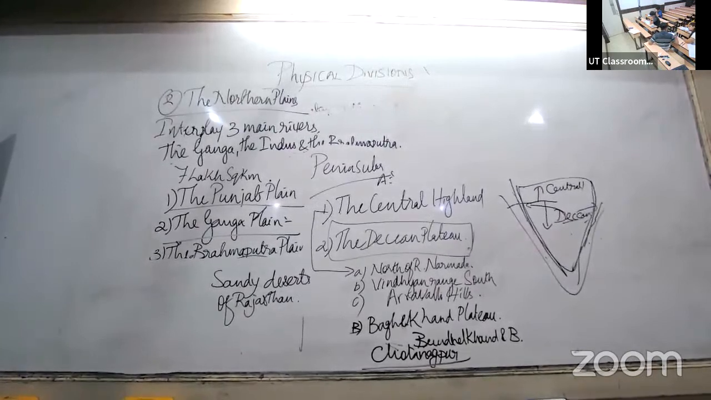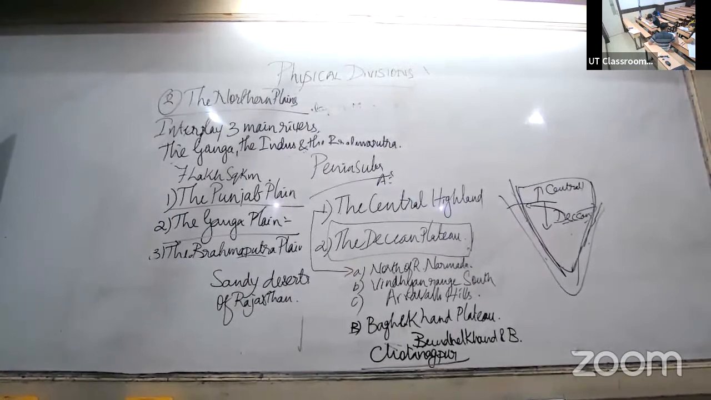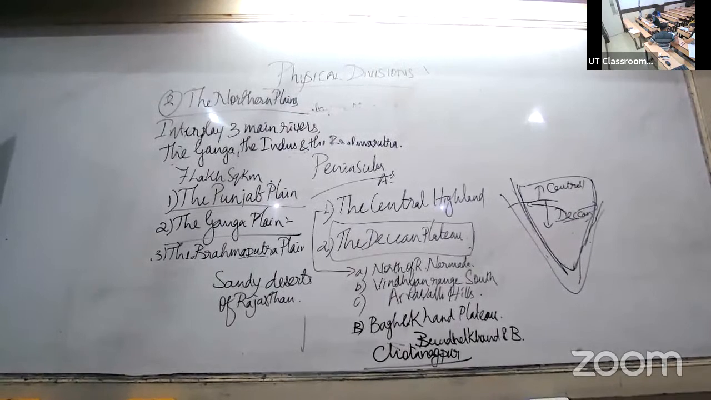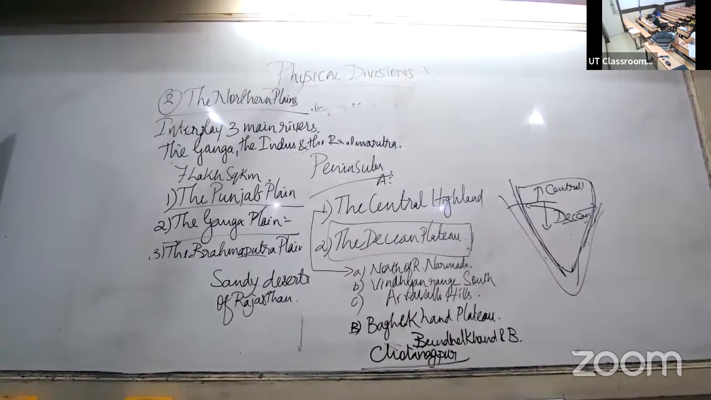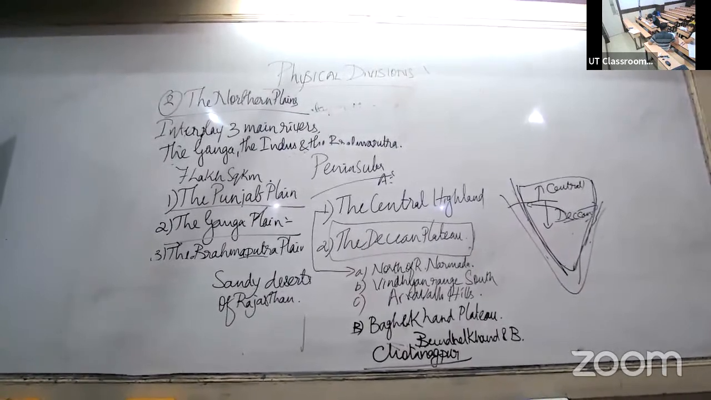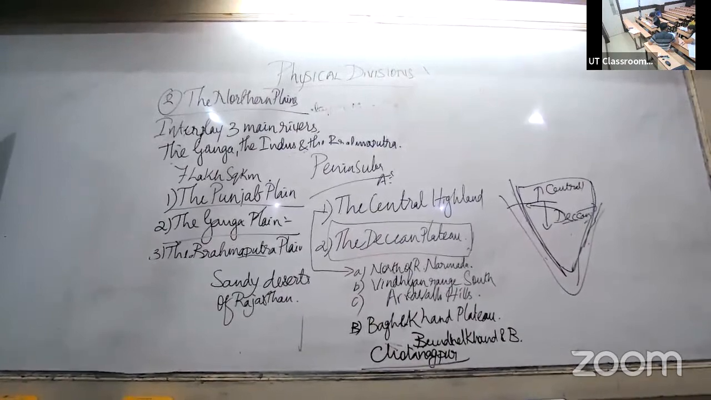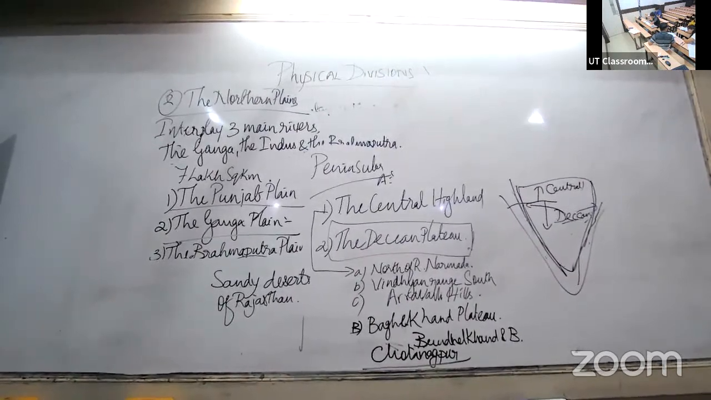The highest peak here is Anaimudi, which is in Tamil Nadu. Then Mahendragiri. Remember the peaks. Anaimudi, say it everyone. And Mahendragiri.